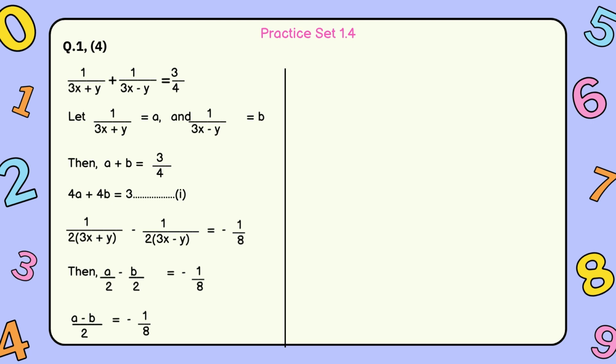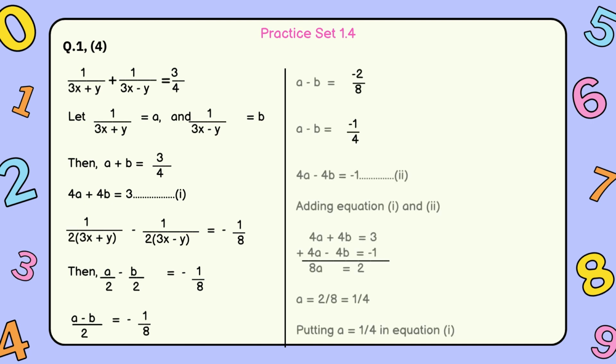So the second equation we have here is 1 upon 2 bracket 3x plus y minus 1 upon 2 bracket 3x minus y is equal to minus 1 upon 8. As we have assumed the value as a and b, we get a upon 2 minus b upon 2 is equal to minus 1 upon 8. Now 2 is common in the left hand side, so we write a minus b upon 2 is equal to minus 1 upon 8. We take the 2 to the right hand side and we get a minus b is equal to minus 2 upon 8, which is minus 1 upon 4.